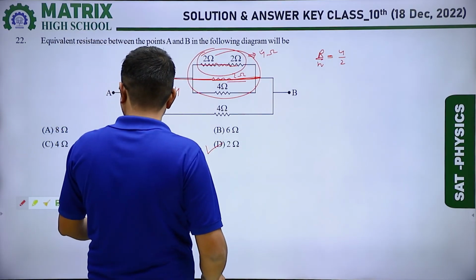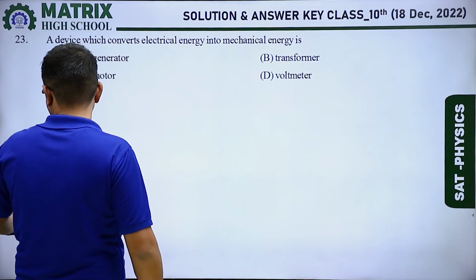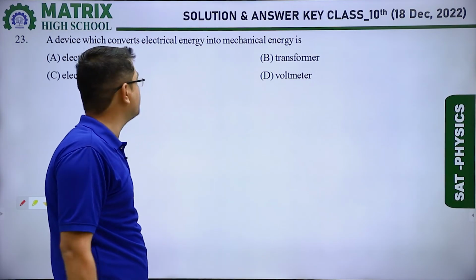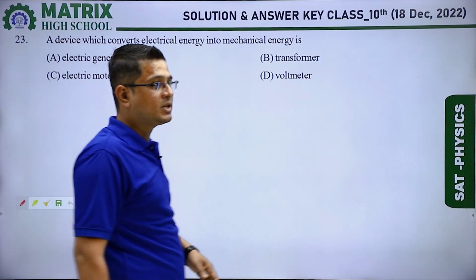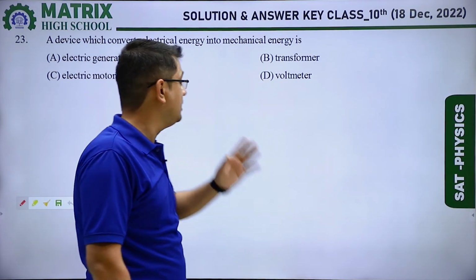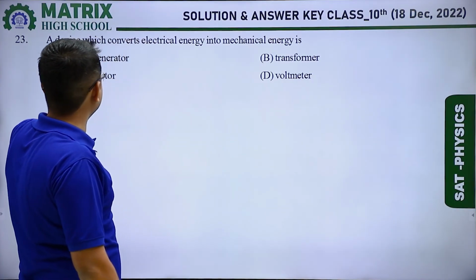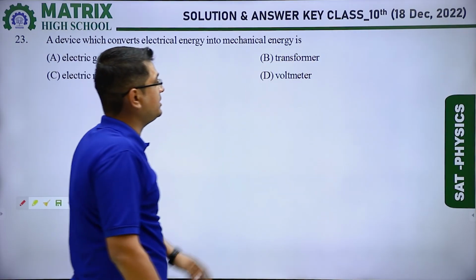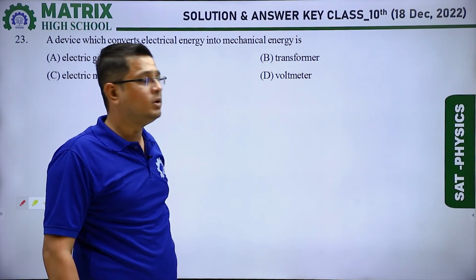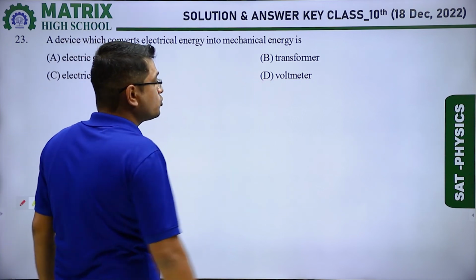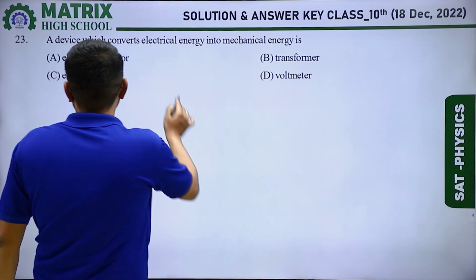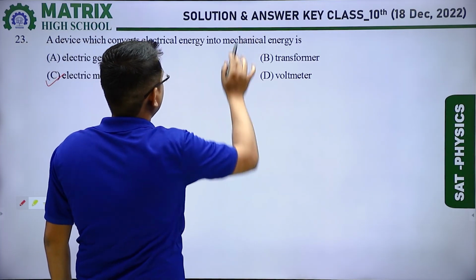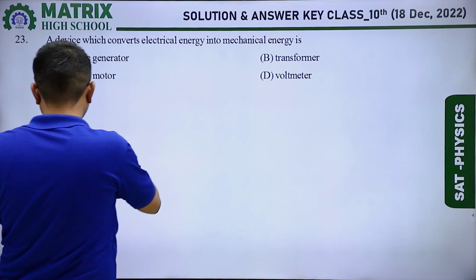Okay. Next question. Next is 23. A device which converts electrical energy into mechanical energy. Very simple. We know that an electric generator is a device which converts mechanical energy into electrical energy. A transformer is an electromagnetic device which is used to step up or step down voltage. A voltmeter is used to measure potential difference, and an electric motor is a device which converts electric energy into mechanical energy. So the correct answer is option C.